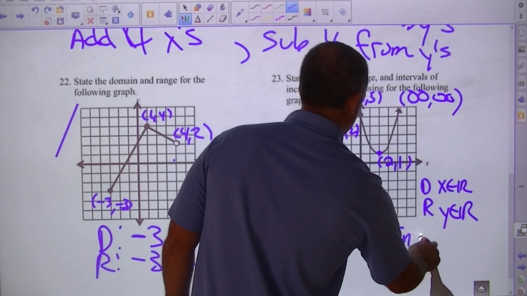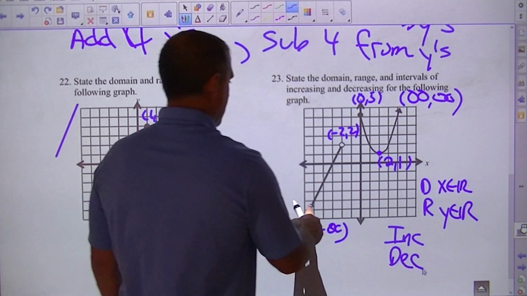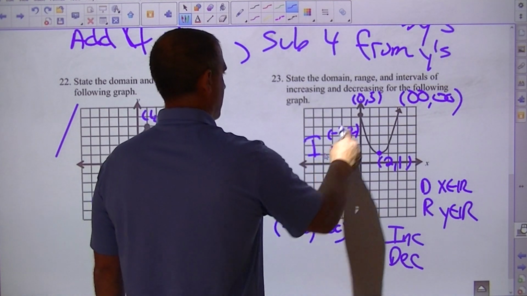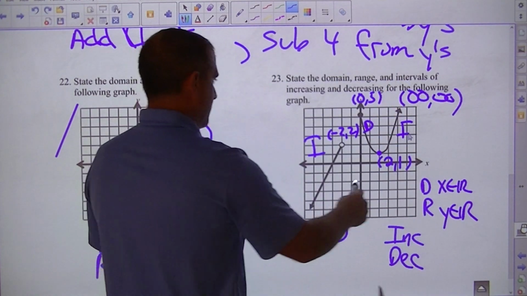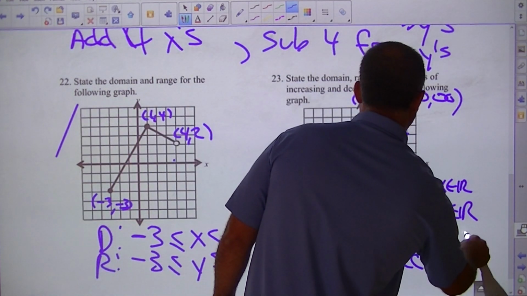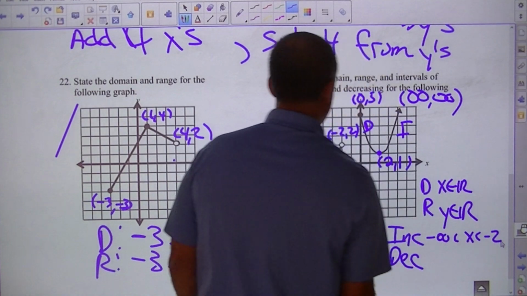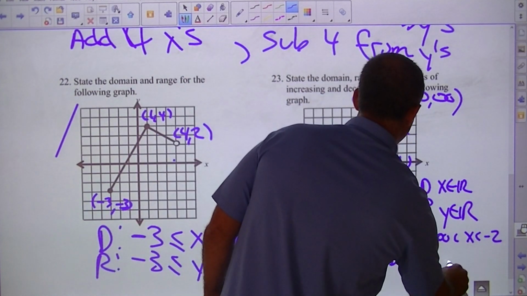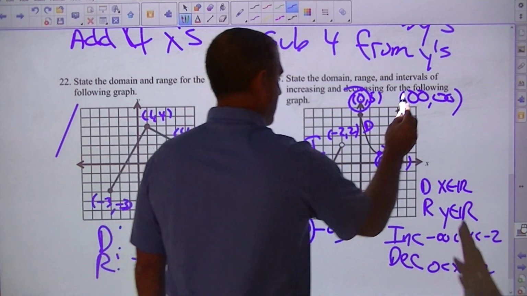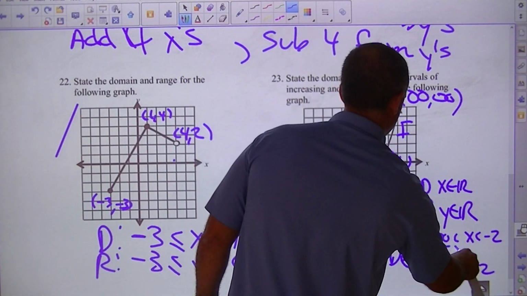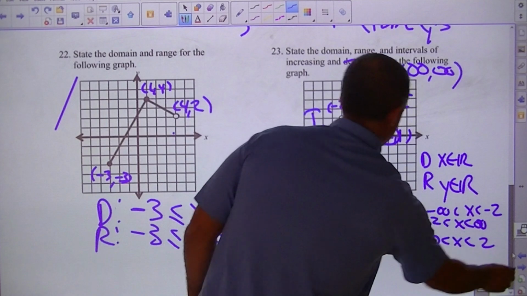Increasing and decreasing. I start here. There's my increase. There's the decrease. There's the increase. So I'm increasing from negative infinity to negative 2. I'm decreasing from 0 to 2. That's all I care about is the x's. And then I'm increasing from 2 to infinity. I think that's the video.